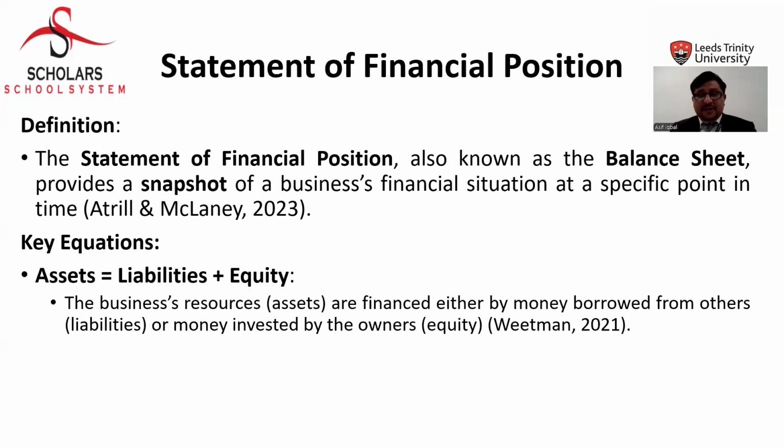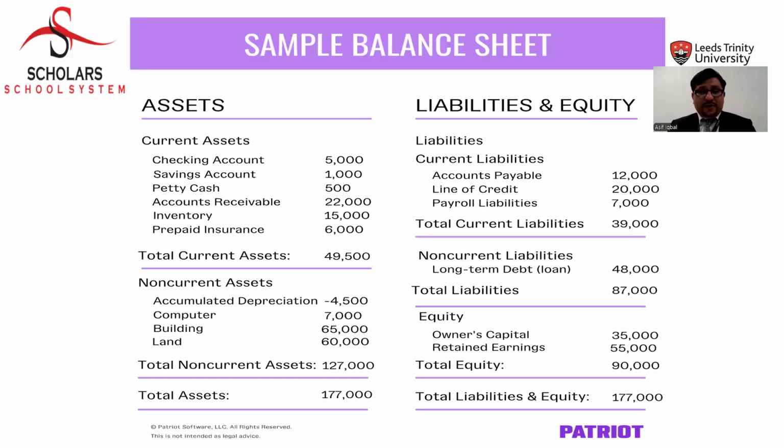The statement of financial position, also known as the balance sheet, provides a snapshot of the business's financial situation at a specific time. The equation for this one is assets equal liabilities plus equity. If you check the sample of the balance sheet, on one side all the assets are listed, and on the other side liabilities and equity are listed. The total of the assets is equal to the total of liabilities and equity. So this is a sample for the balance sheet. In every balance sheet, total assets should always be equal to total liabilities and equity.